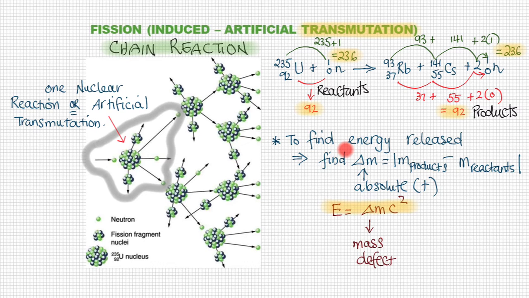Then we use our E equals delta m c squared. Our mass defect we know, so then we can apply our atomic mass unit. One atomic mass unit is equivalent to 931 mega electron volts, and from that we can actually work out how much energy may be released by a particular mass in grams or kilograms.